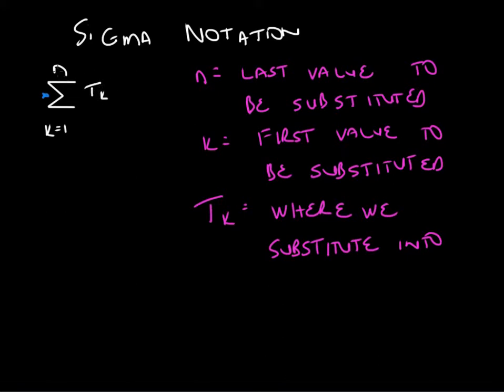So n is normally the last value that you substitute. That's the one on top. The one at the bottom is the first value that you substitute. And tk is going to be the expression that we substitute into. So all of that will make sense when we do an example. Let's look at an example.